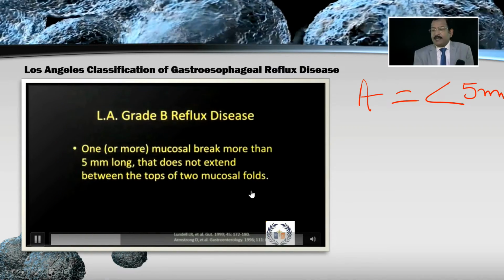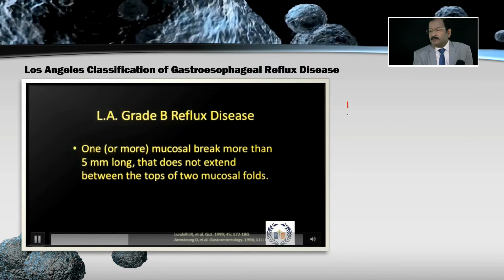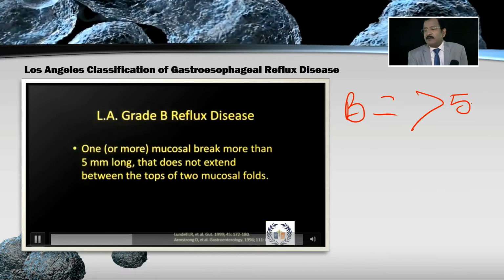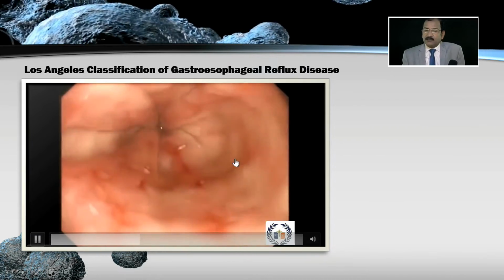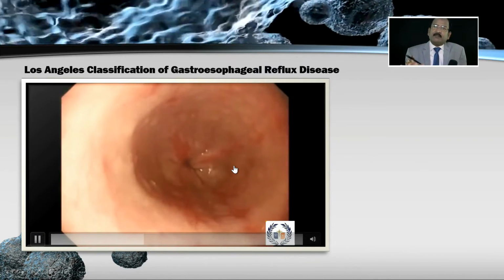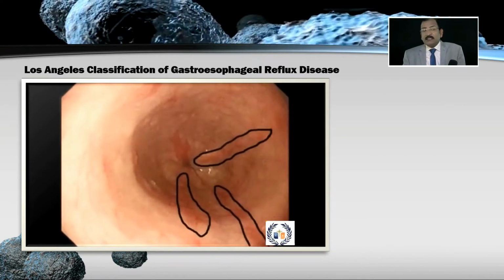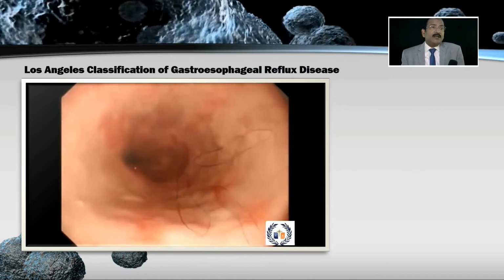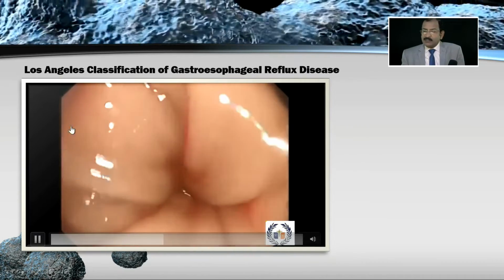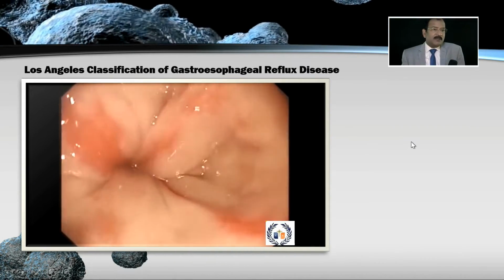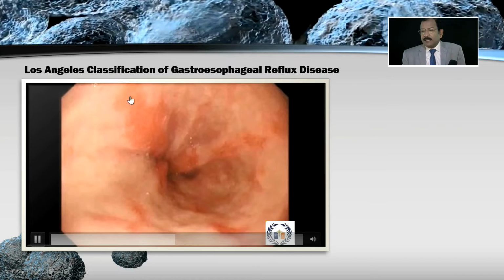Now LA grade B. In LA grade B, it is more than 5 mm and doesn't extend beyond the two mucosal folds. So it could be 10 mm, 15 mm, and it is more aggressive. The problem with these patients is that if they don't change their lifestyle, then within 1 year of drug withdrawal, 80% of the patients have recurrence. So a strict change is required. Smoking should be stopped, alcohol should be stopped, and a long-term proton pump inhibitor should be administered. This is LA grade B.